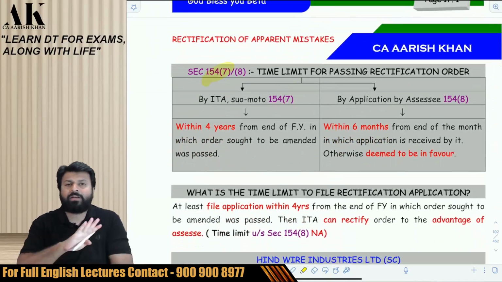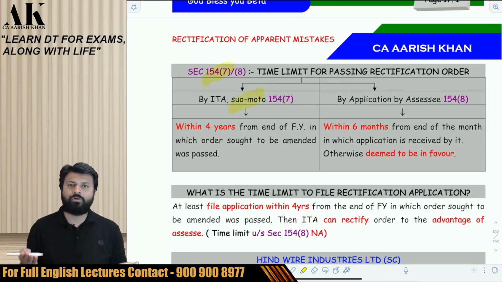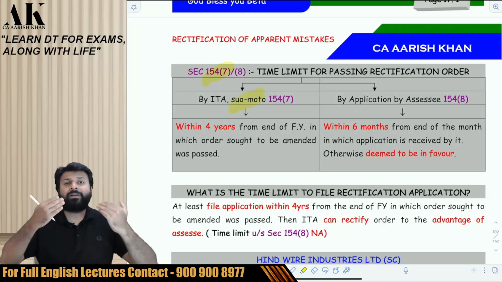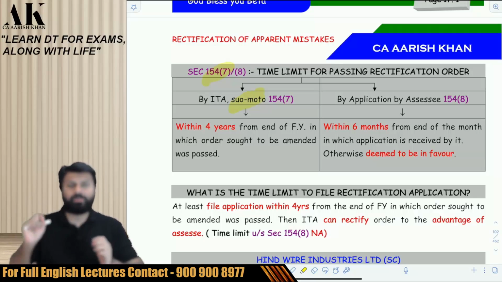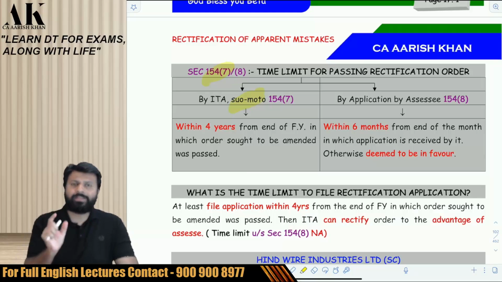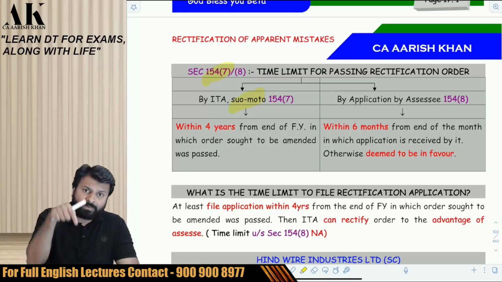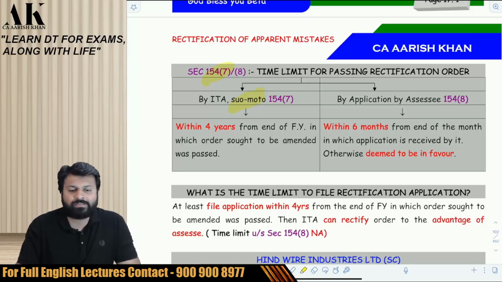Okay. Next one, very important issue. What is the time limit to rectify an order? If the department is rectifying the order suo motu, as I have told you, the department can rectify suo motu and the assessee can also make an application. If the department is making a rectification suo motu, then the rectification order has to be made within 4 years from the end of the financial year in which the order sought to be rectified was passed. Suppose the order is passed in 22-23. Now you want to rectify this order, which is passed in 22-23, so it has to be passed within 4 years from the end of 22-23, that is till 31st March 2027.